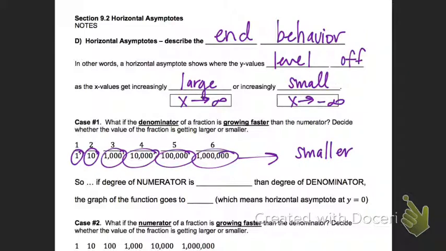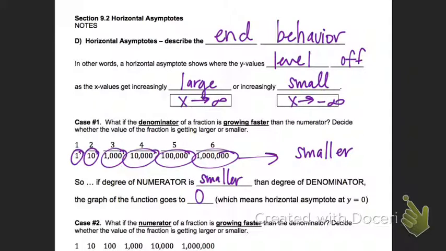Is this how your notes have it? Mm-hmm. Yeah. Okay. Because I have it switched. So if your denominator is getting a lot bigger, I always use the pizza analogy. Like if you have 1/3 of a pizza or you have 1/8 of a pizza, if the denominator is bigger, you're getting less pizza. Like the number itself is getting smaller. So if the degree of the numerator is smaller than the degree of the denominator, then the function is actually going to 0.